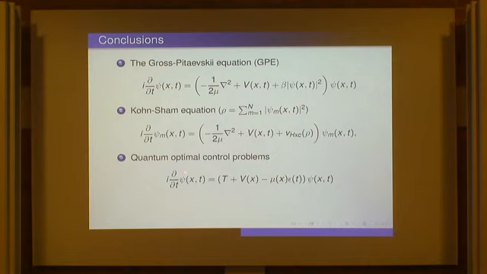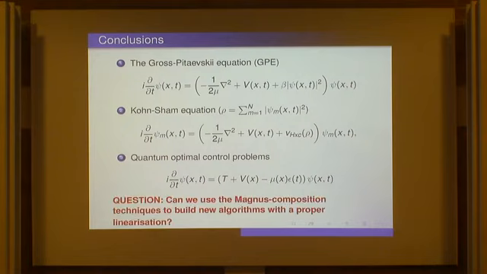We can also see if we can do something on optimal control problems, because they are of interest not only for the Schrödinger equation but, as mentioned recently, also for other kinds of problems. So the question is, can we use some kind of Magnus composition or any techniques with which we are more or less familiar to build new algorithms with a proper linearization? These are other problems, to see if we can start some kind of brainstorming. So thank you.